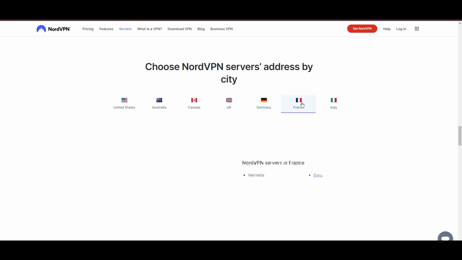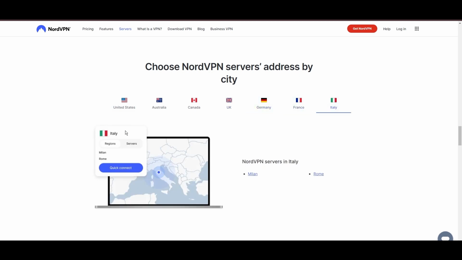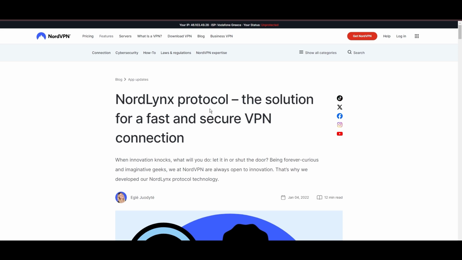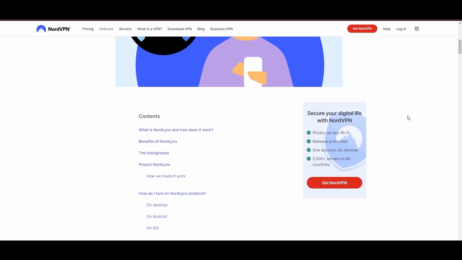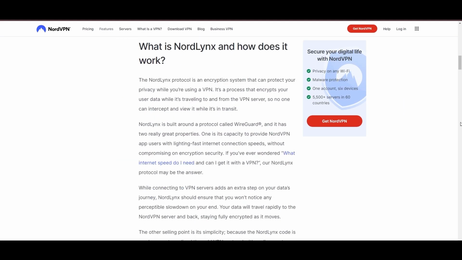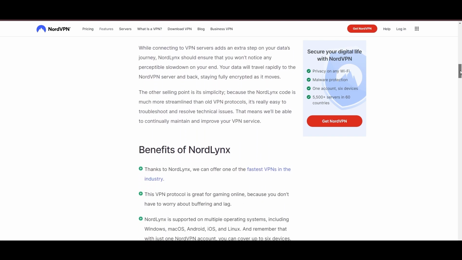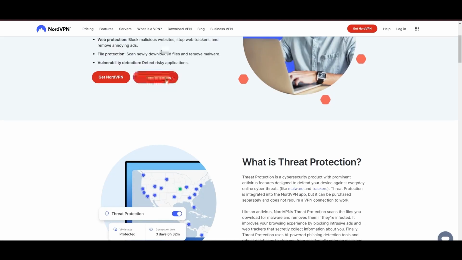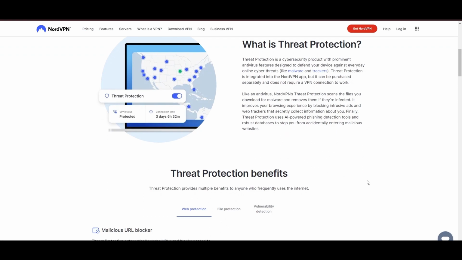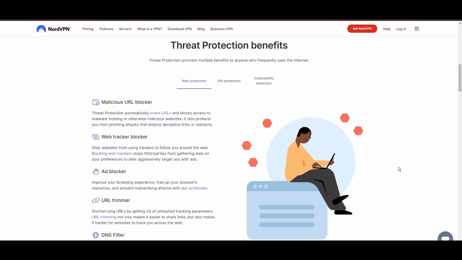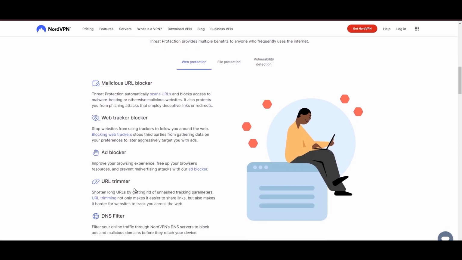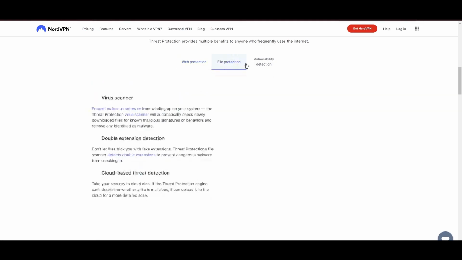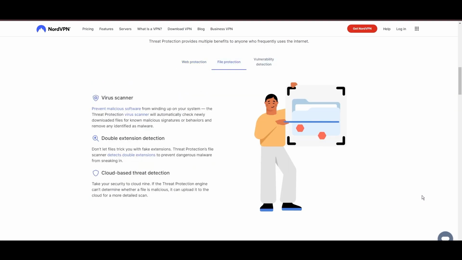NordVPN is distinguished by its use of NordLynx, a superior version of the WireGuard protocol, designed to provide unmatched speed and security. This means you can enjoy a smooth online experience in Minnesota with confidence in the robust encryption of your data. NordVPN's dedication to security is clear with its features, including military-grade AES-256 encryption, a dependable kill switch that protects your data if your VPN connection drops, split tunneling capabilities, and obfuscation tools.